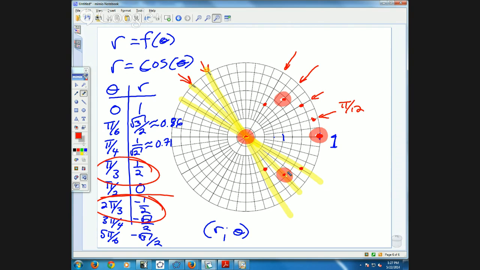I bet it's 1. And then this point right here and this point right here? That's 1 too. Yeah, and this here and this here? I bet that's 1. So what do you think we just graphed here? Circular. We just graphed a circle. That's fun.